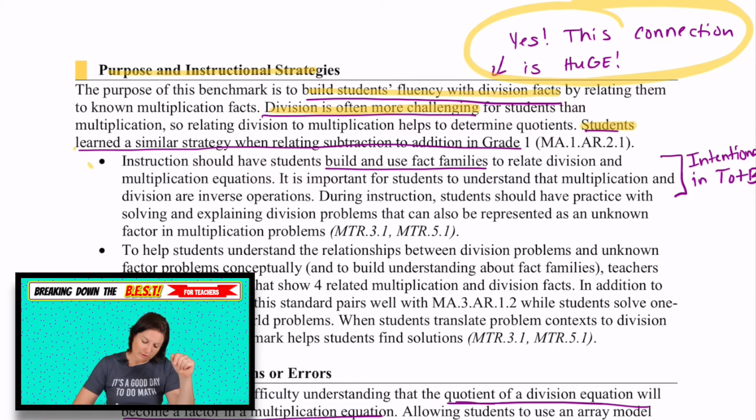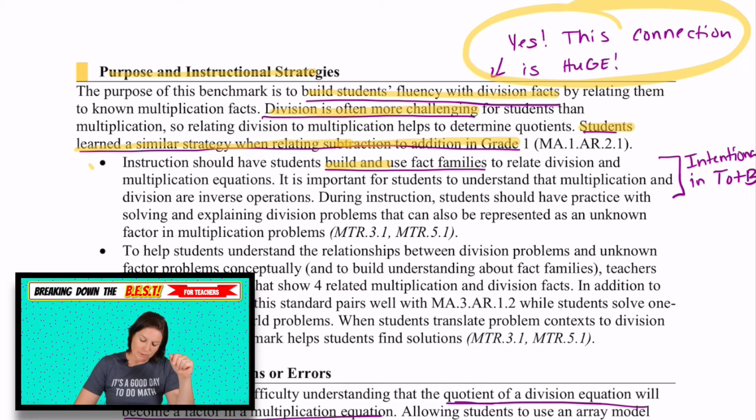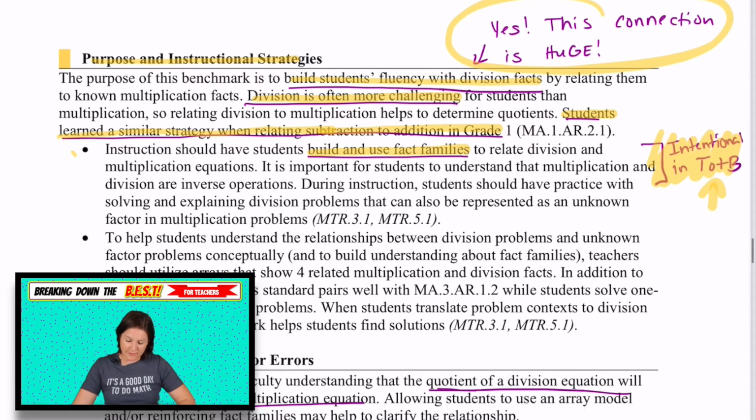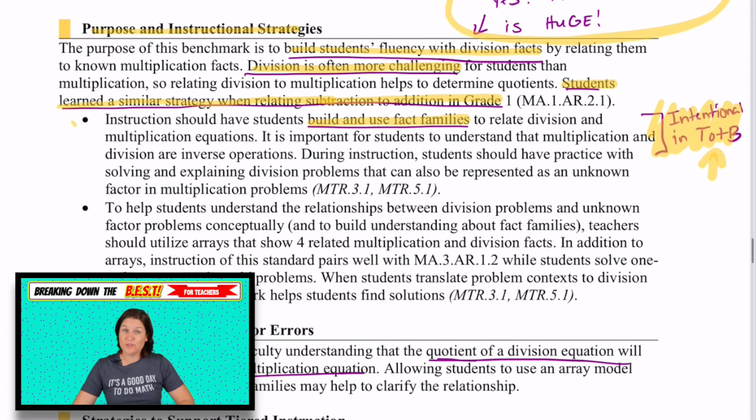And that students have learned a similar strategy when relating subtraction to addition in first grade. It's important that we build and use fact families. And there's so much intentionality in taking on the best. That's what I mentioned right there. That's what that stands for, taking on the best, which I'll show you what you have access to with your membership that aligns with this standard in just a second.